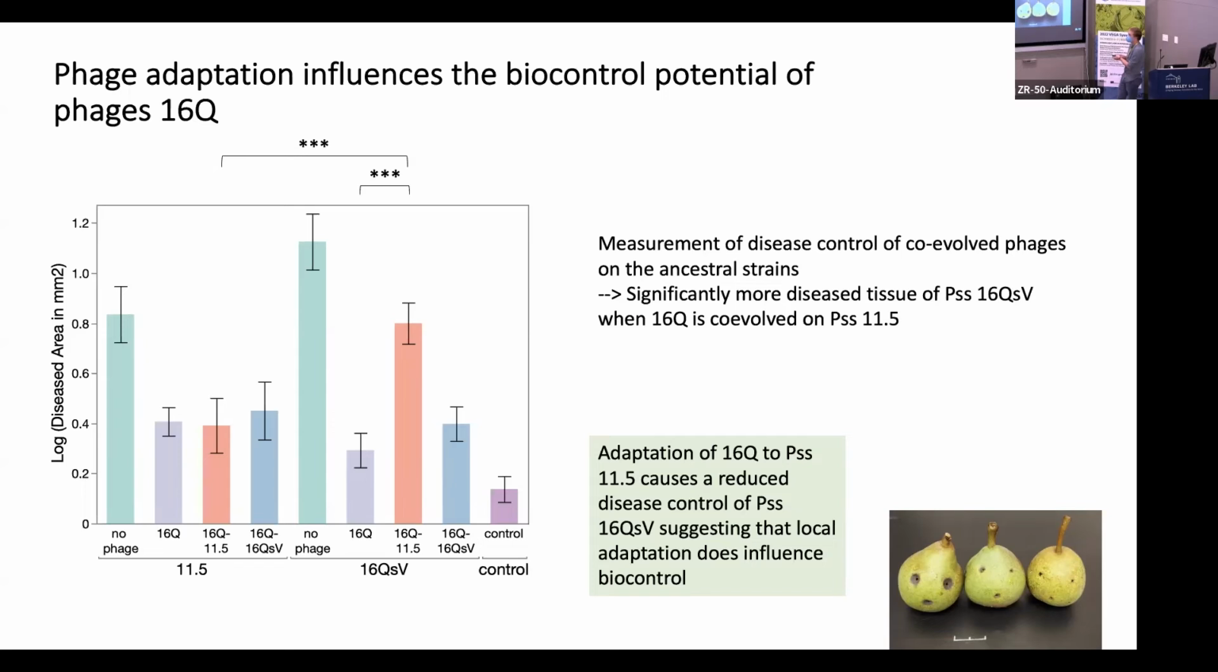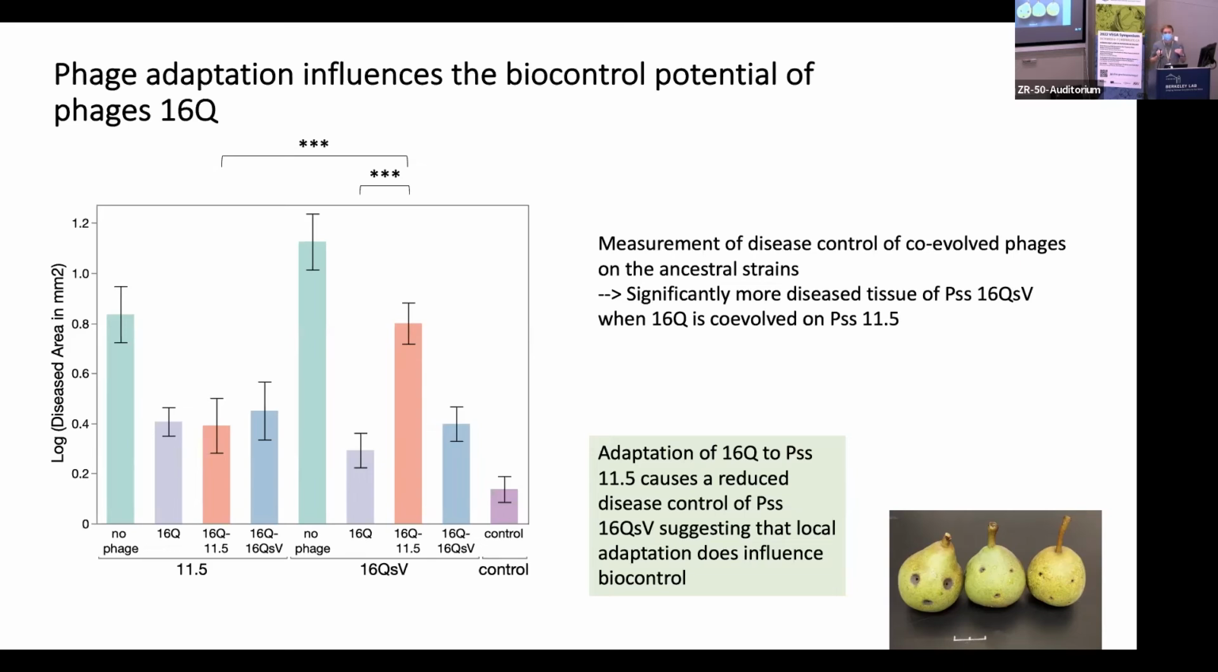And we see that there is basically no difference in the disease reduction for either of these coevolution lines. But what we do see is that our 16q phage that is now adapted to our allopatric strain is actually less efficient in controlling the disease for the ancestral 16q5 phage to which it was originally co-isolated. So we still see disease reduction, but there is a big difference between its ability to reduce disease from 16q5 versus R11.5.